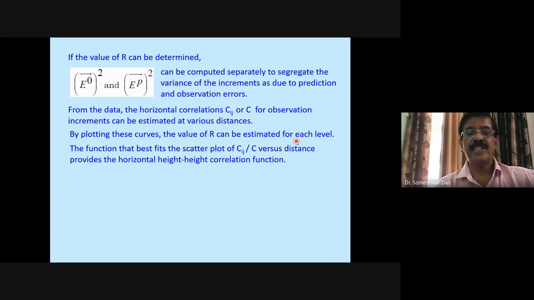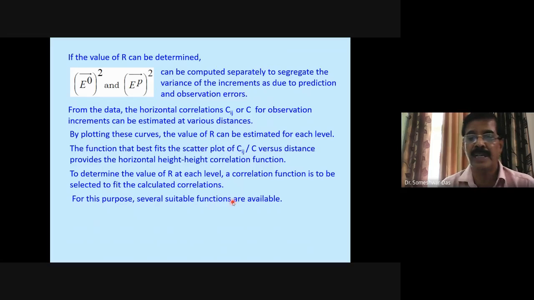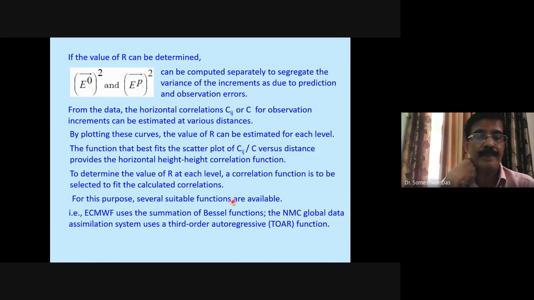The function that best fits the scatter plot of Cij divided by C versus distance provides the horizontal height correlation function. To determine the value of R at each level, a correlation function is to be selected to fit the calculated correlations. For this purpose, several suitable functions are available. That is, ECMWF uses the summation of Bessel functions. The NMC Global Data Assimilation System uses a third order autoregressive function, TOAR. So different centers use different functions for this correlation function.